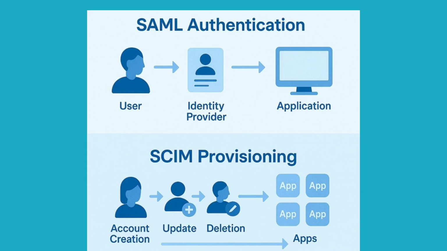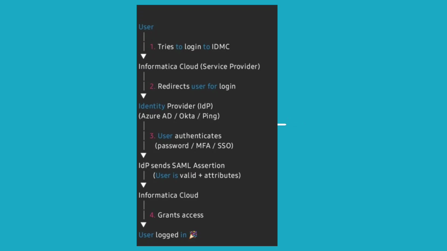So pictorially, we can say a user, through an identity provider, gets authenticated and gets access to the application. You first decide which tool it is and then configure them. When the user tries to log into IDMC, it redirects the user to log in on one of the identity providers, which could be Azure AD, Okta, Ping or ADFS. Once the user authenticates with their Windows credentials, the IDP sends a SAML assertion.